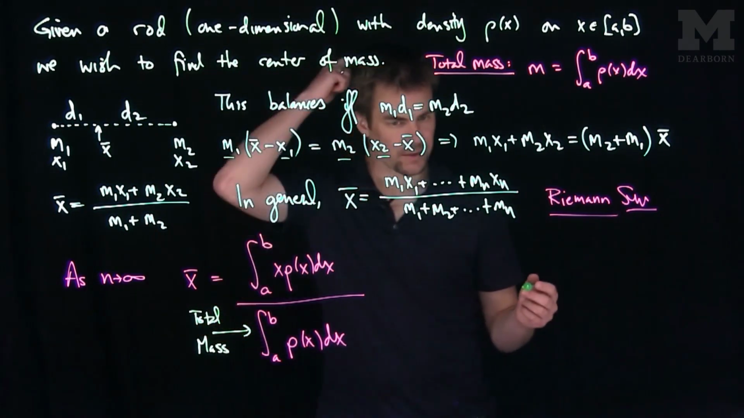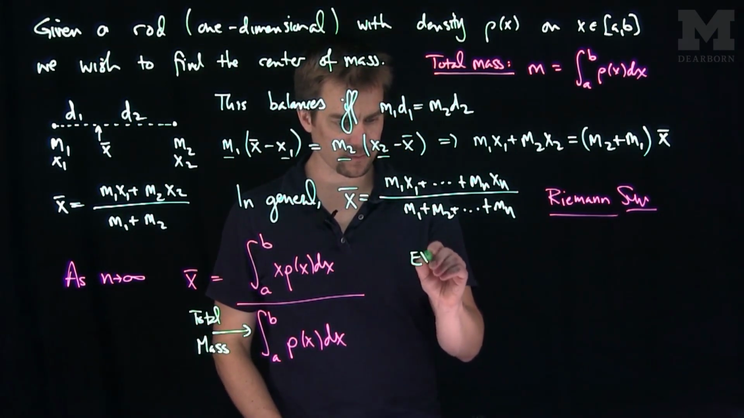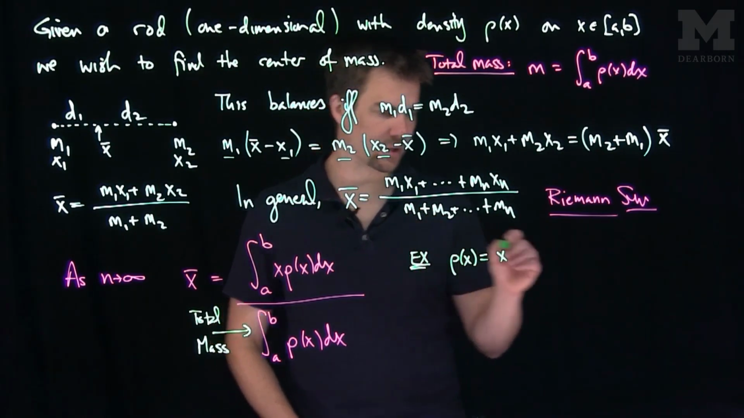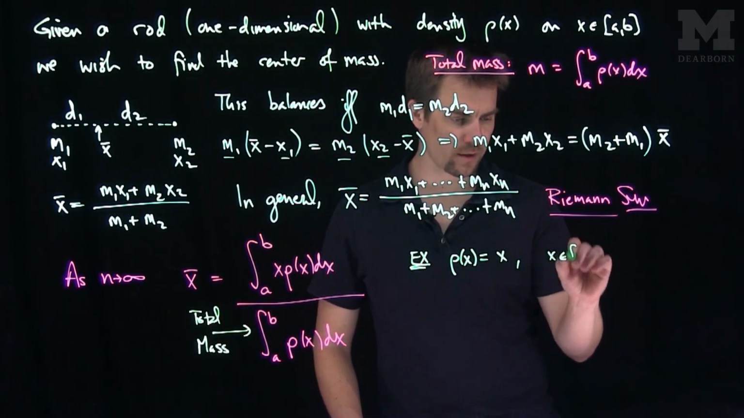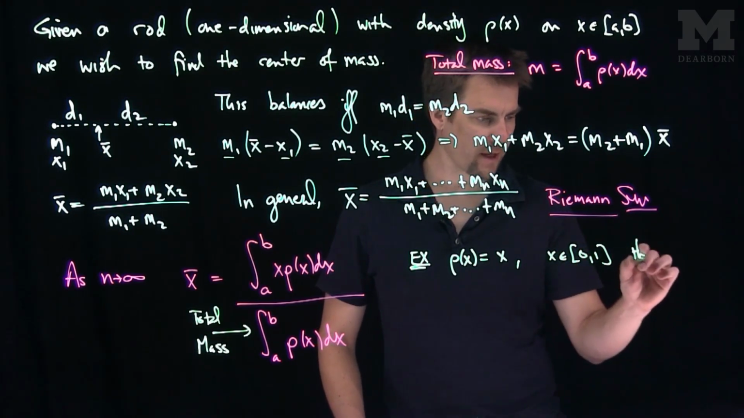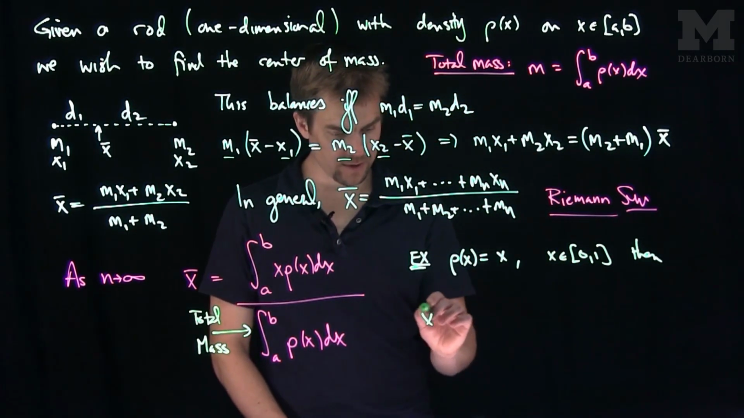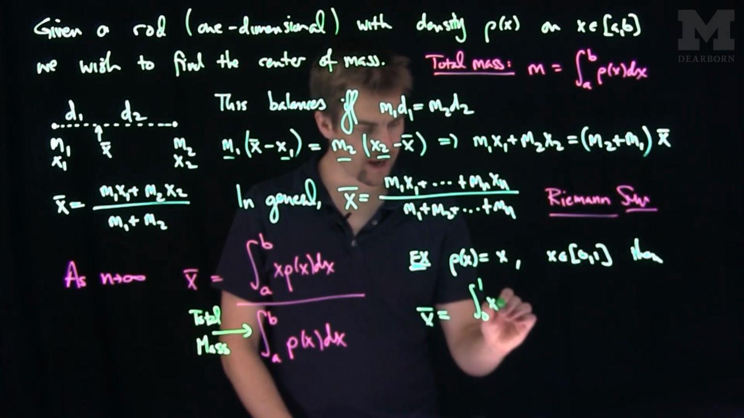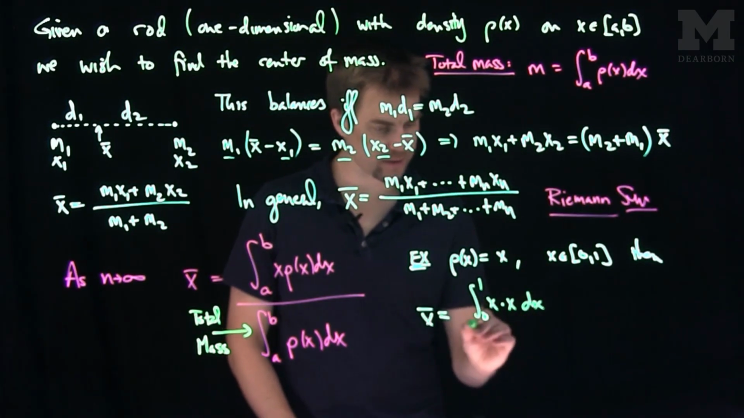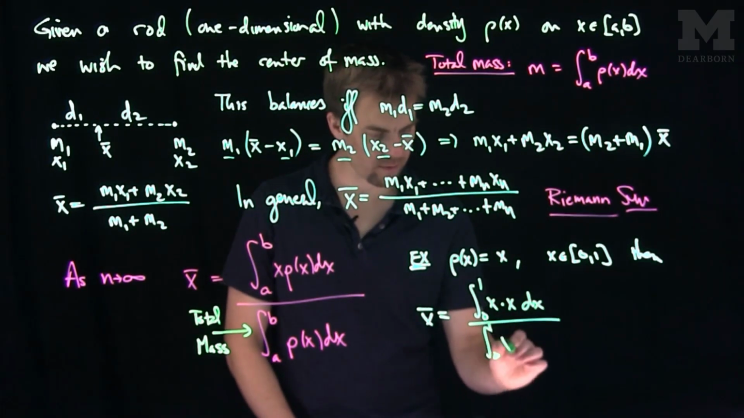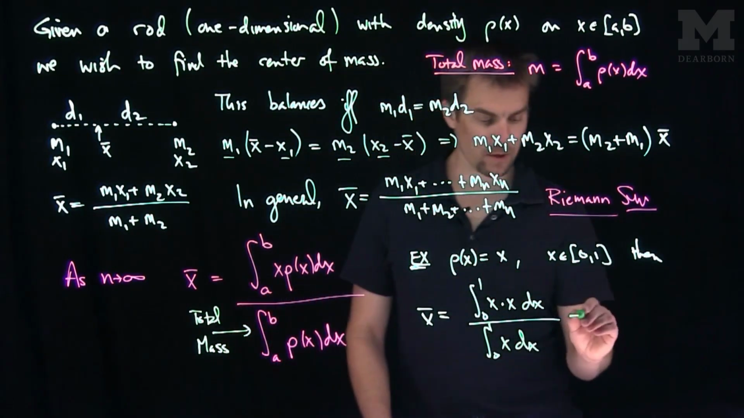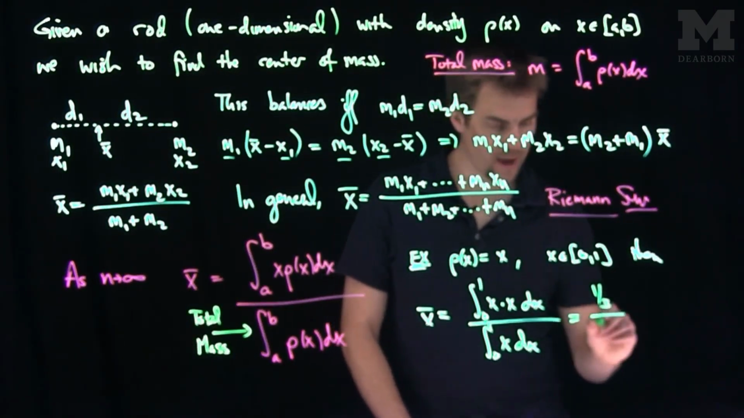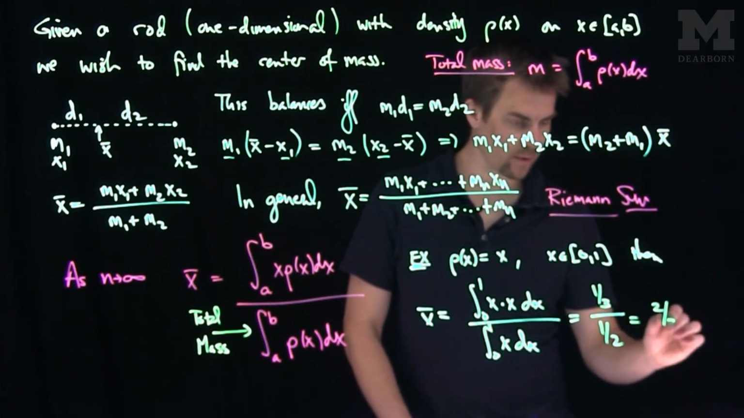And so in particular, we could look at a simple example of this. If rho of x from our previous example was just x for x between 0 and 1, then x bar, the center of mass of this rod, will be the integral from 0 to 1 of x times x dx over the integral from 0 to 1 of x dx. So this top thing is x squared. That's going to integrate to a third. The bottom is going to integrate to a half. And so what we have is 2/3.